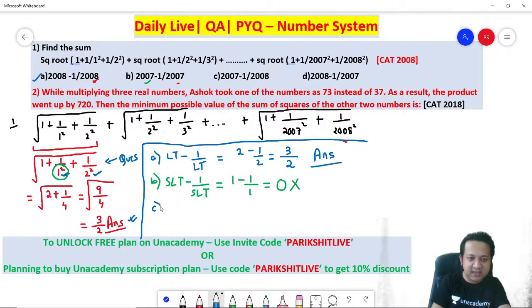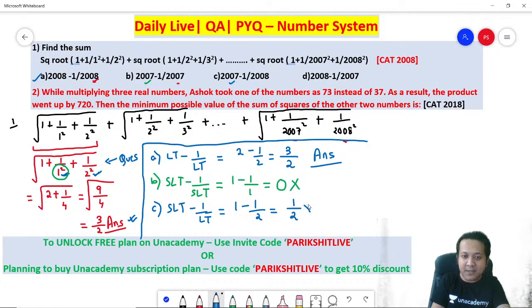Next, let's look at C. In answer option C, 2007 is the second last term, so second last term minus 1 divided by 2008, which is the last term. In your modified question, the second last term is 1 and the last term is 2. 1 minus 1 by 2 is 1 by 2. That cannot be your answer. Remember, the answer you have to get is 3 by 2. So even C cannot be your answer.